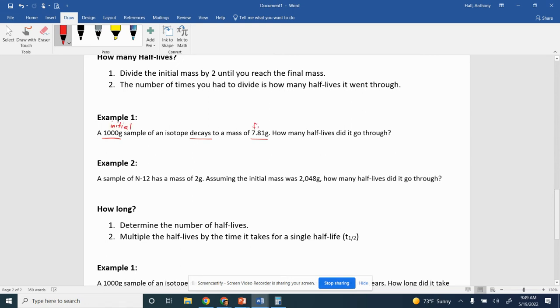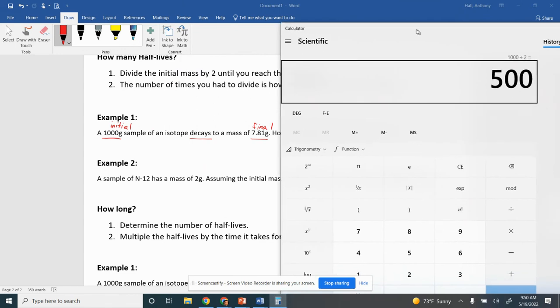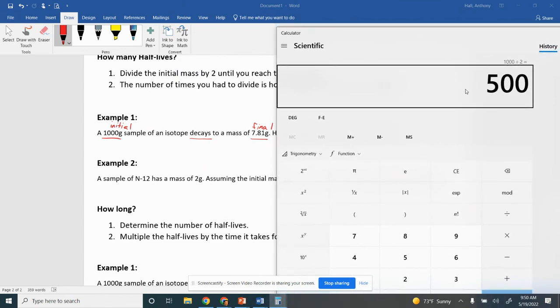So that means this one is my final. And so divide the initial mass by 2 until you reach the final mass. So let's look and see what we got. We start with 1,000. We're going to divide by 2. We're trying to reach 7.81. So let's see how many times it takes to do that.